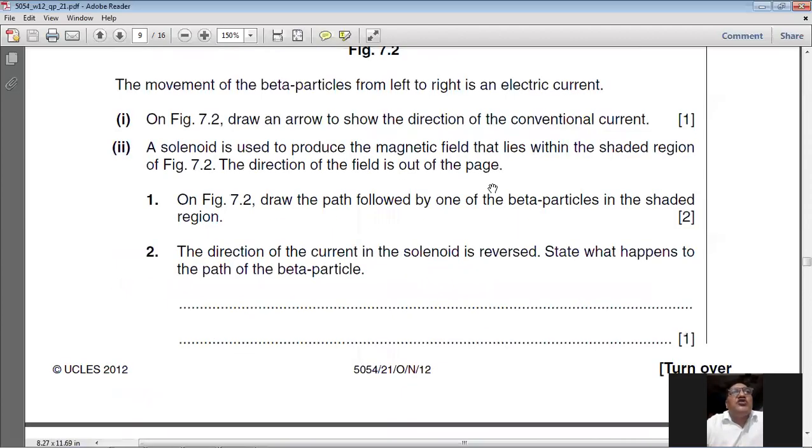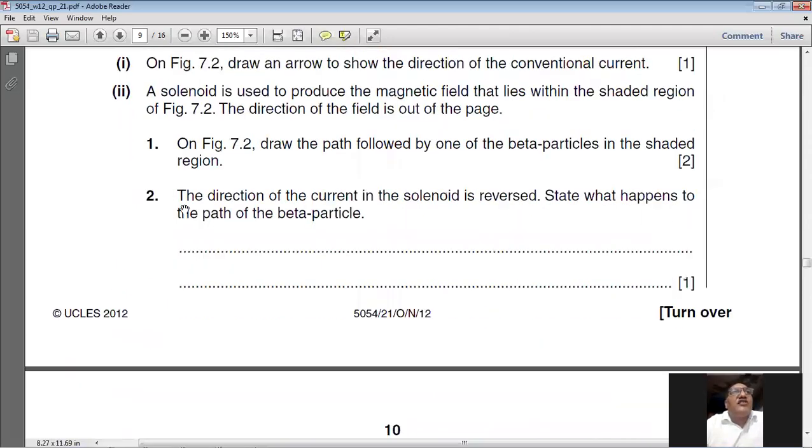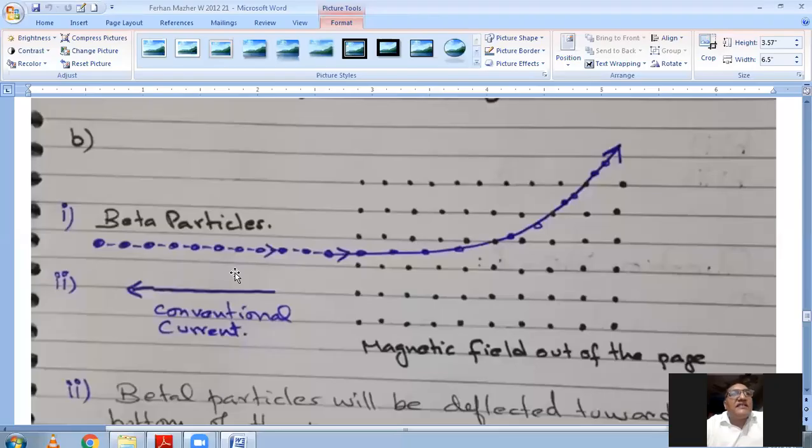Let me show you my work, and also let's read the last part. The direction of the current in the solenoid is reversed. State what happens to the path of the beta particles. Okay, we will discuss this also.